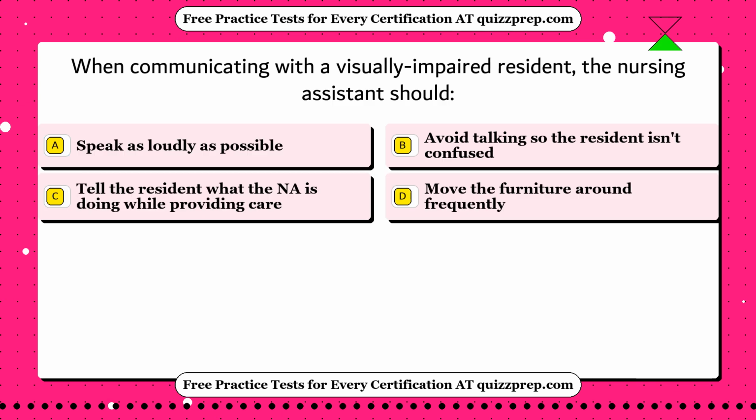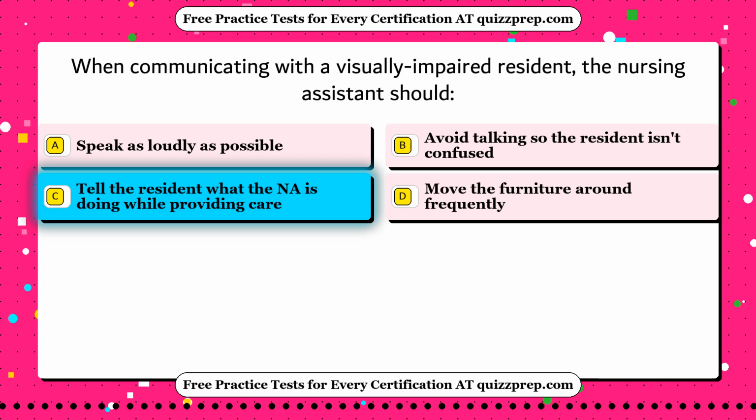Question 64. When communicating with a visually impaired resident, the nursing assistant should: Option A, speak as loudly as possible. Option B, avoid talking so the resident isn't confused. Option C, tell the resident what the NNAAP is doing while providing care. Option D, move the furniture around frequently.